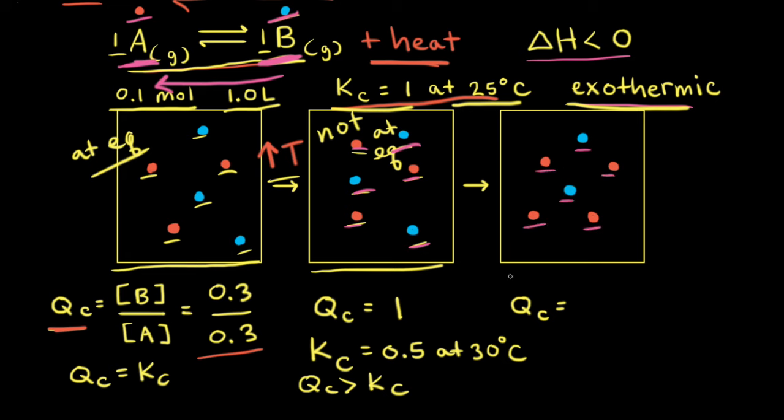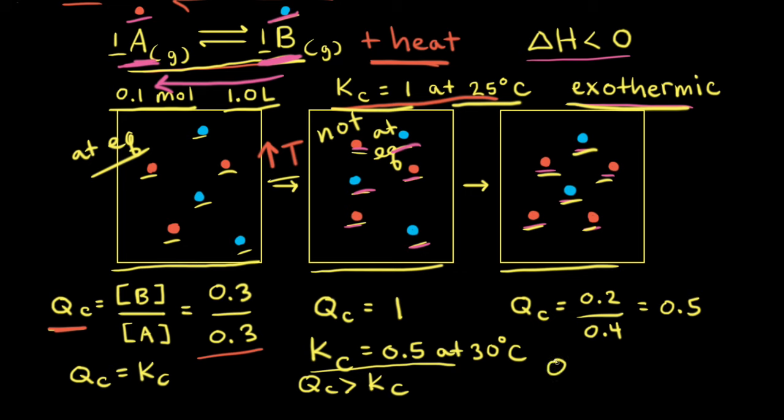So when we calculate QC for our third particulate diagram, the concentration of B would be 0.2 molar and the concentration of A would be 0.4 molar. So 0.2 divided by 0.4 is equal to 0.5. Well, KC is also equal to 0.5. Therefore, QC is equal to KC, and the reaction is at equilibrium. And when a reaction is at equilibrium, the concentrations of reactants and products are constant.